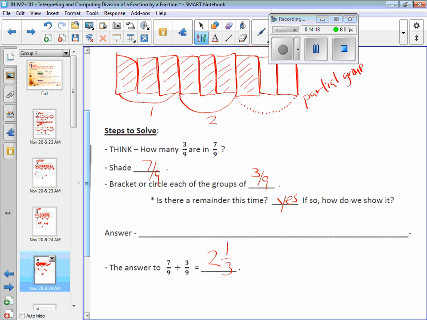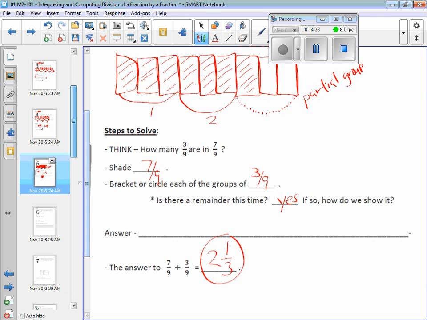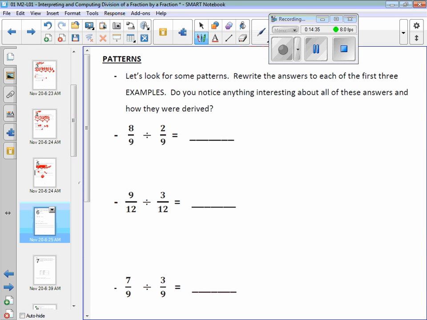All right, so here's my question. Do you see what the shortcut is? If not, this will help you to see it. What was the answer back on example 1? Do you see the shortcut?